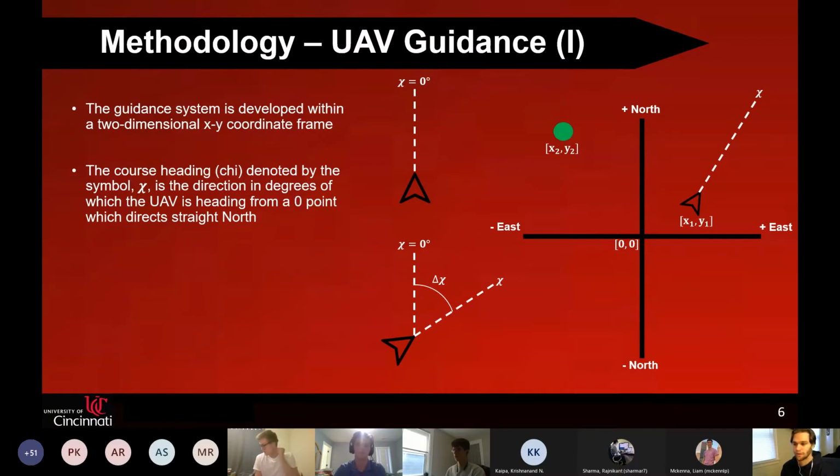So we created a 2D problem, as you can see from the coordinate system on the right. Basically you just have a north and an east axis. So it's a 2D plane if you look at it from the top.